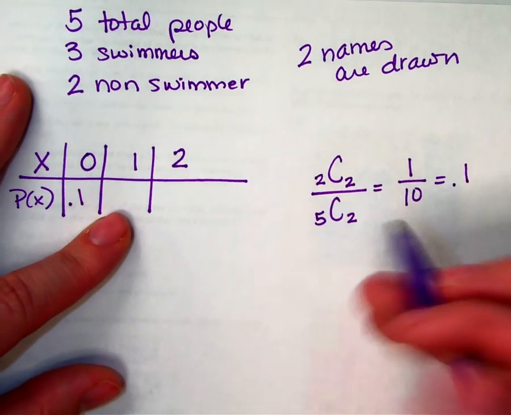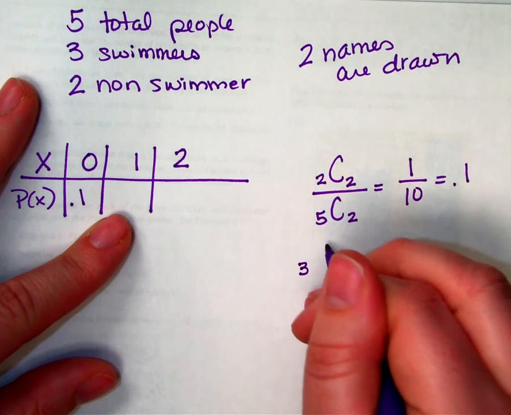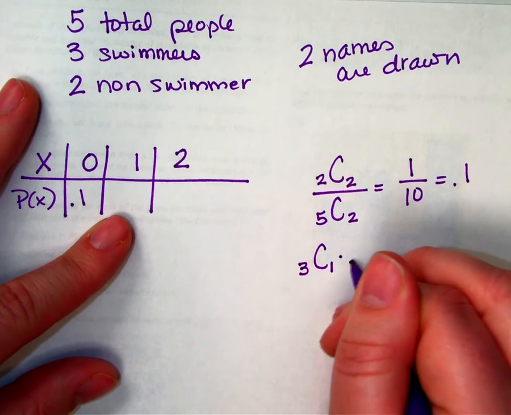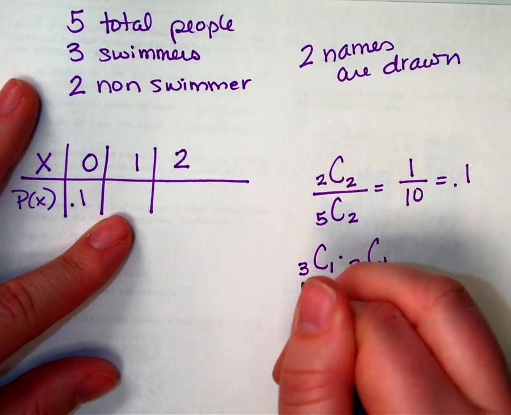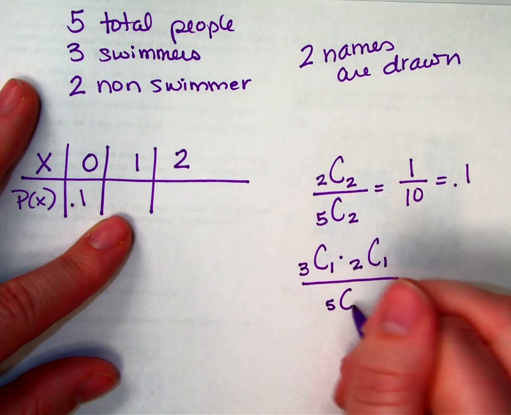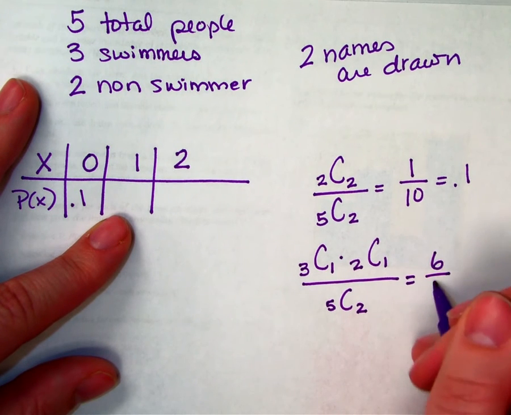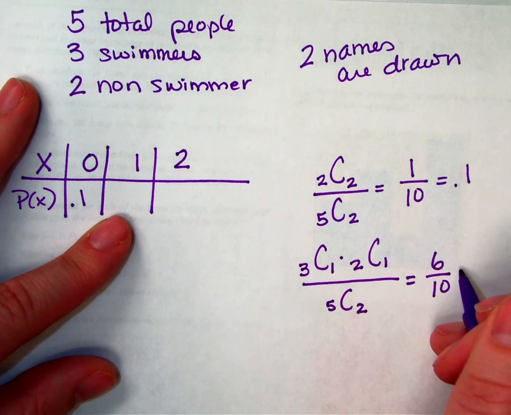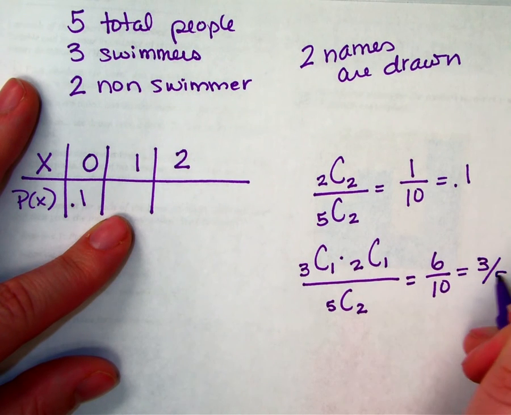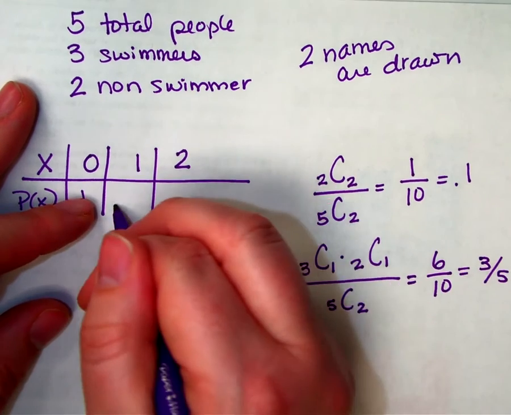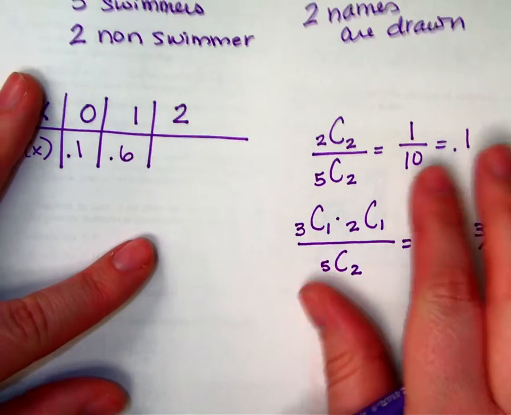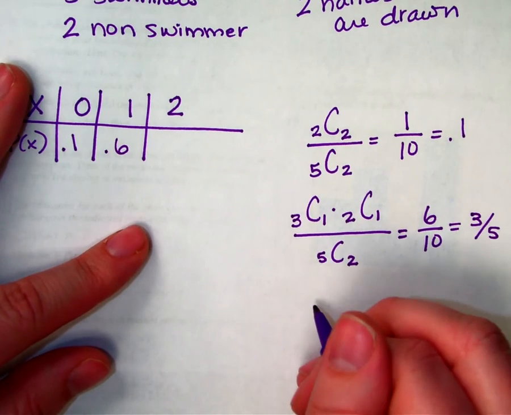So next, we want 1 swimmer. So from our 3 swimmers, we want 1. From our 2 non-swimmers, we also want 1. For a total of 6 out of 10 as our probability, or 3 out of 5. Now put the decimals there, the fractions are fine too.